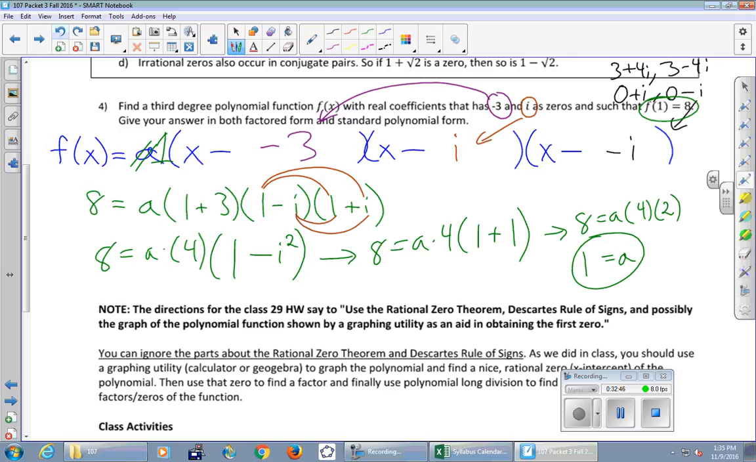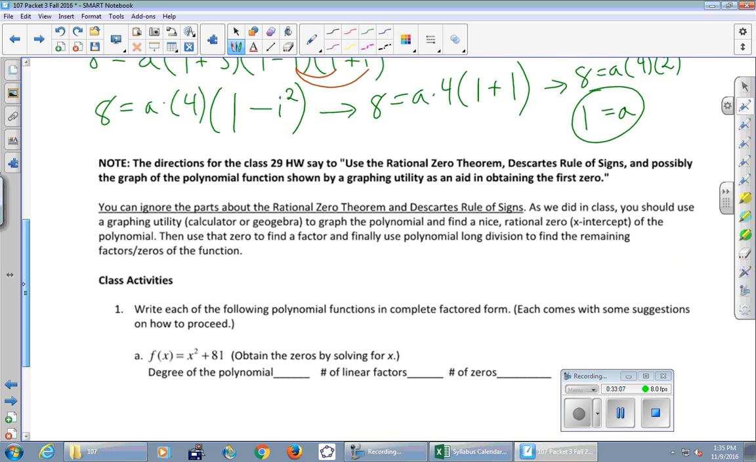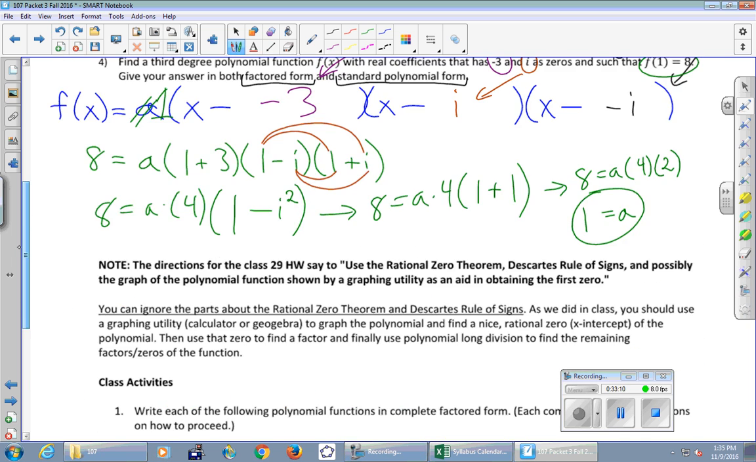Okay, this question asked us to write the answer in 2 forms. It said factored form and it said standard polynomial form. Which one do you think we have here in blue? That's factored form, right? You can see the factors. So polynomial form is where we distribute everything out. Let's give that a shot. So this is just going to be a big distributing problem. I kind of run out of space up here. I'll go up to the top.